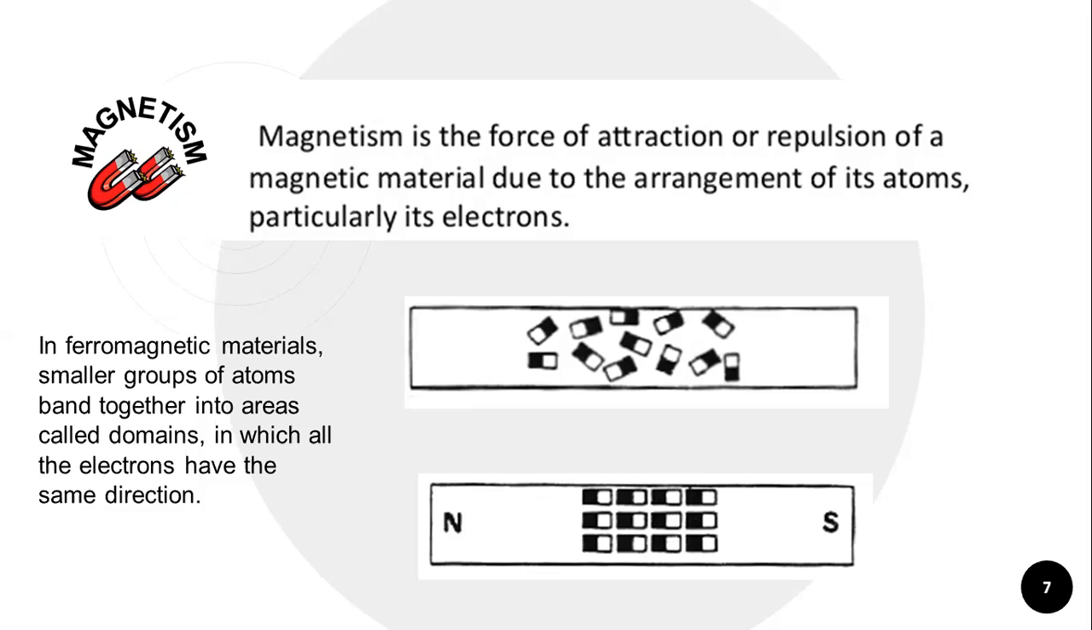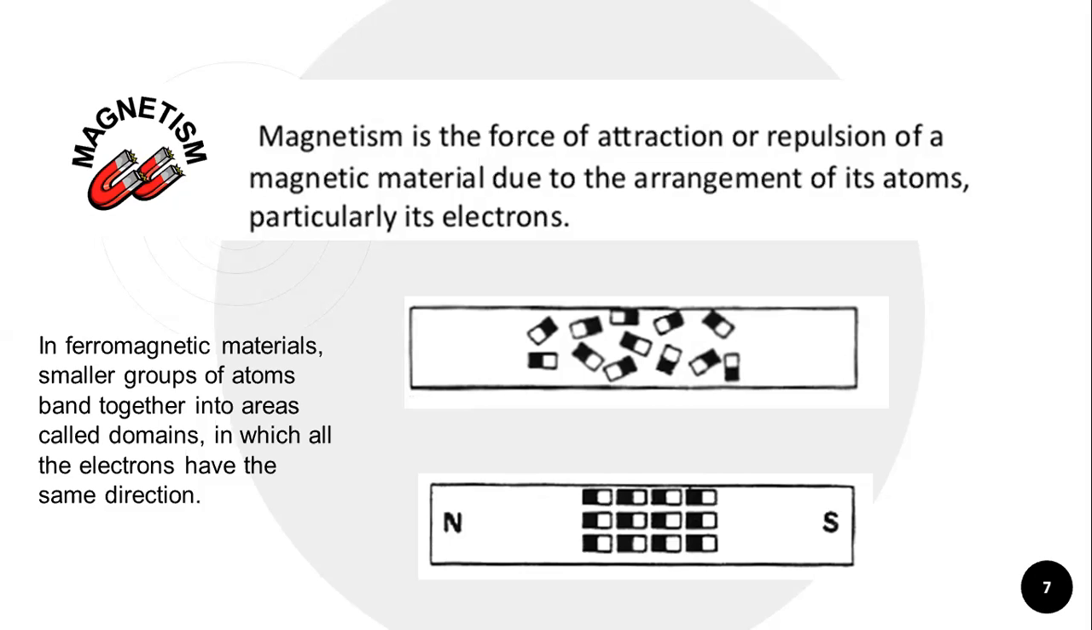In ferromagnetic materials, smaller groups of atoms band together into areas called domains, in which all the electrons have the same direction. And then you have the pictures. The first one represents a random direction. The second one, the same direction of domains.